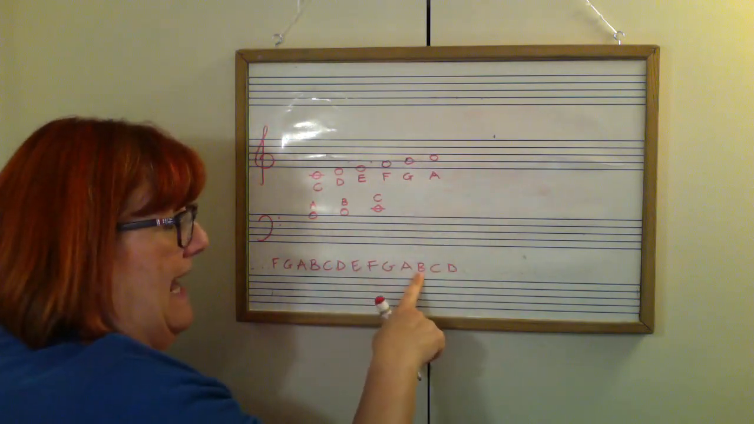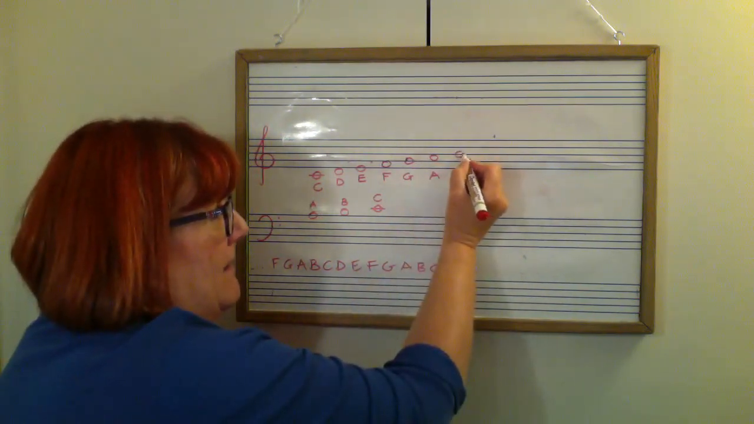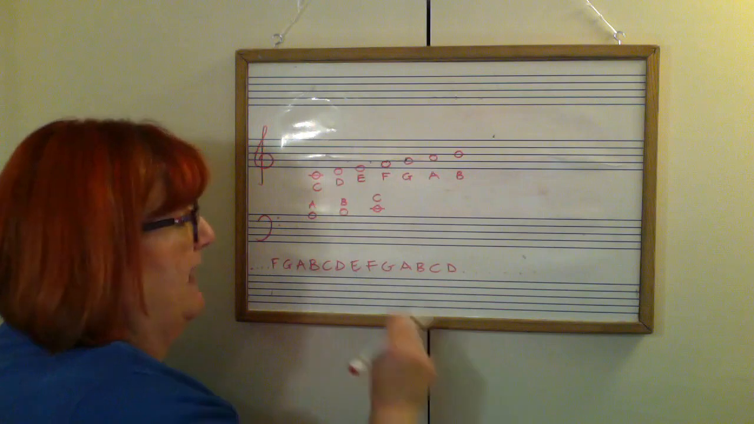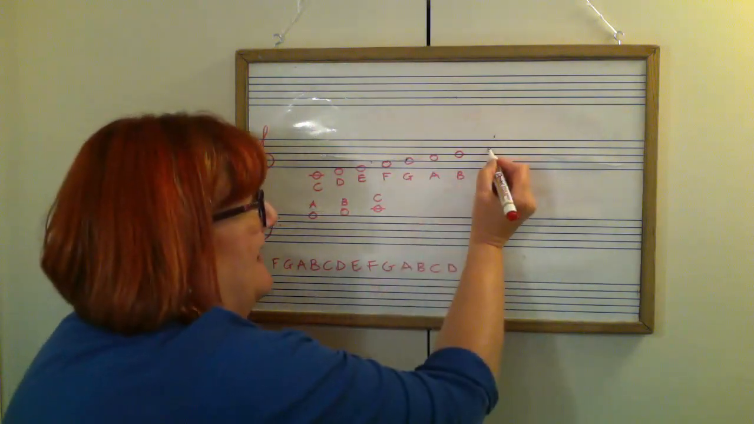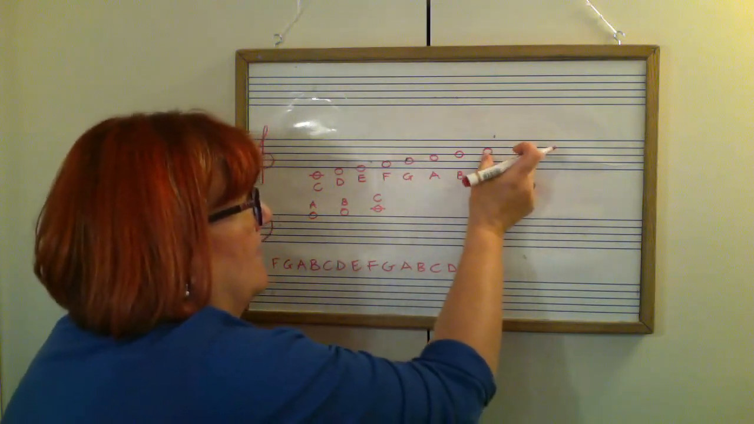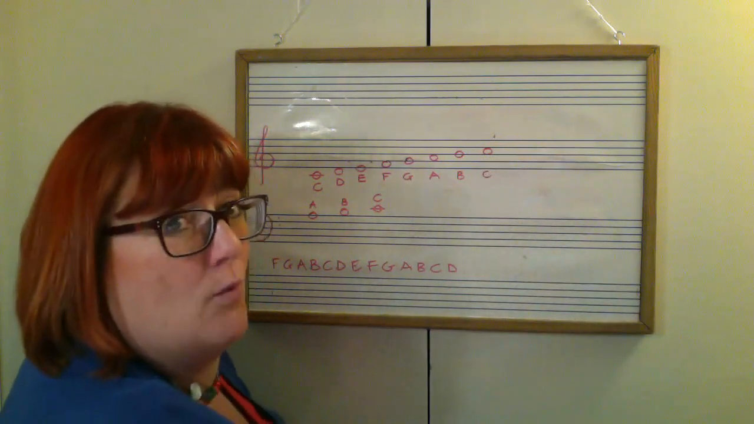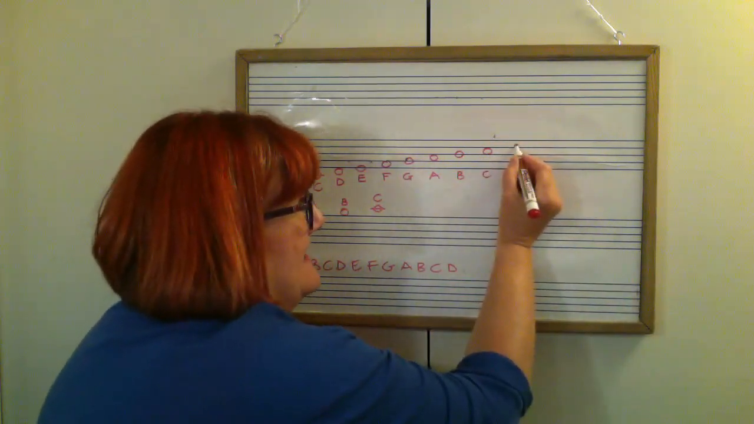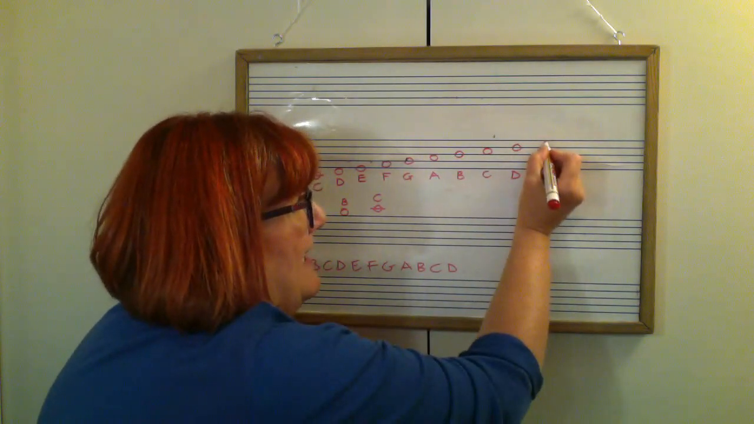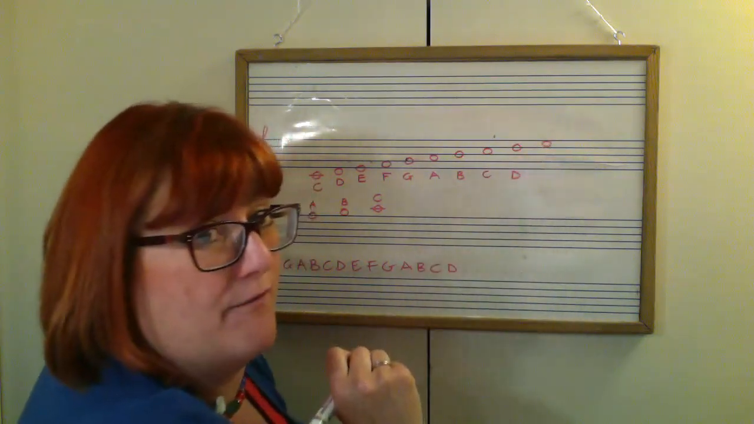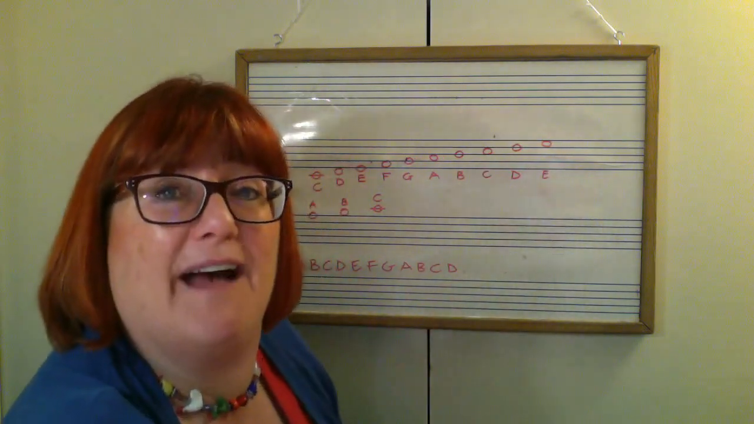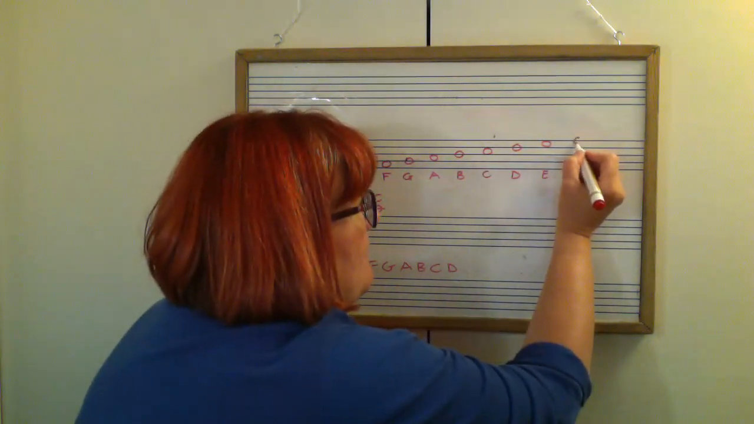After A, we have B. B goes on to the third line. After B, we have C. C goes into the third space. Then after C, we have D. D goes onto the fourth line, and after D we have E. E goes into the fourth space, and then finally on the stave we have F. That's the fifth line.